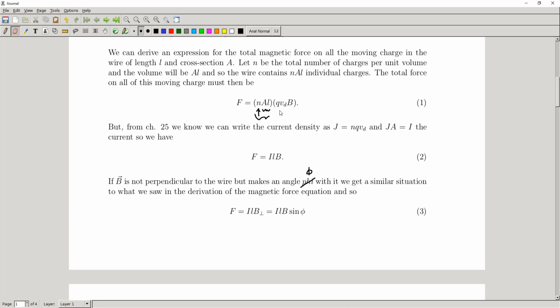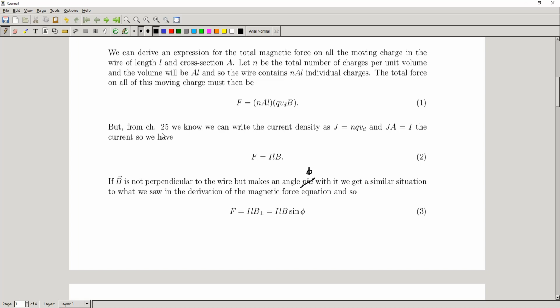Okay, so we now have an expression for all that moving charge, but really we'd like to write this in terms of a current, because when we're talking about a current carrying wire that's obviously moving charge down the wire, we refer to things in terms of currents. We don't refer to things in terms of how many individual charges are moving down the wire, right?